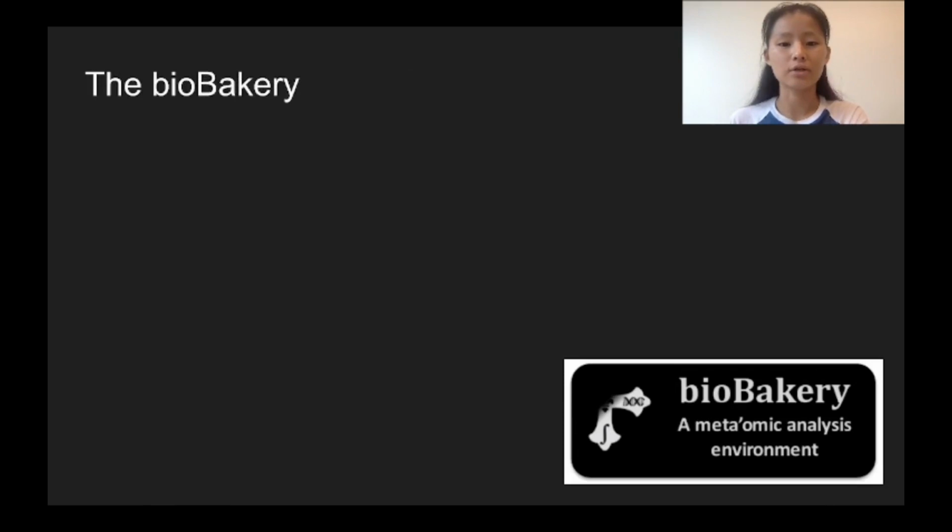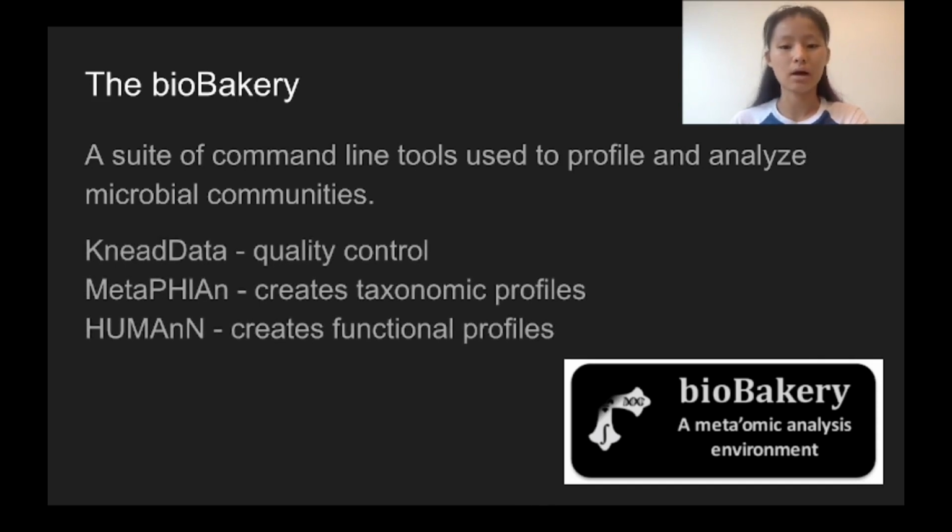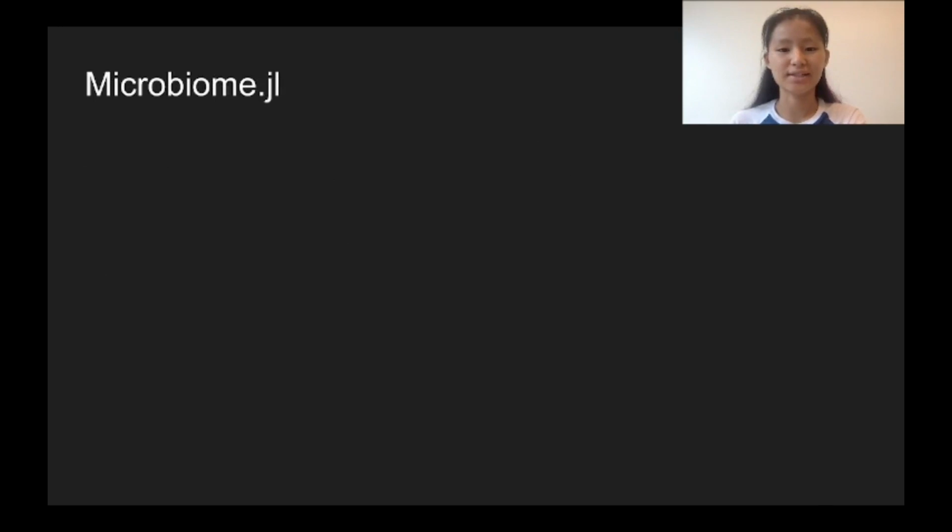Given the large amount of microbial community data generated by metagenomic sequencing, developing software tools to analyze this data is essential. For example, the BioBakery is a suite of command line tools used to profile and analyze microbial communities. Neatdata, Metaflan, and Human are three tools within the BioBakery that serve as quality control and create taxonomic and functional profiles.